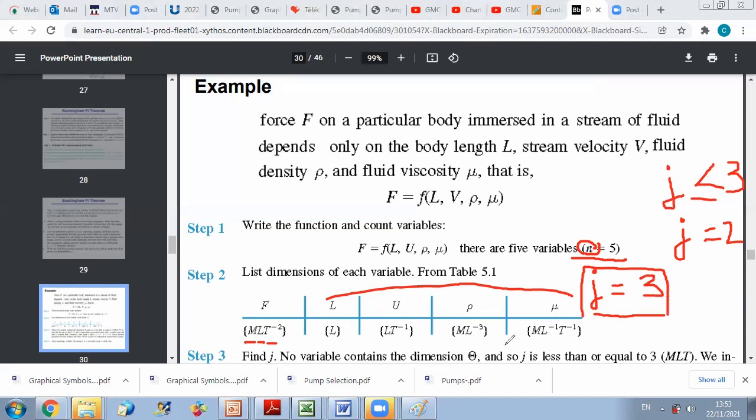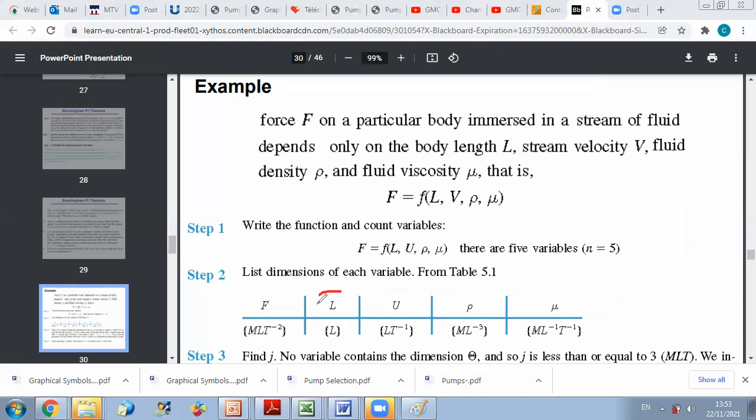What do we mean by this? So in general, what can help me determine that 3 variables cannot form a group? For example, I try to select 3 variables, each one characterized by a dimension that is not present in the others. If you take, for example, L, U, and rho, rho is the only variable containing M. So whatever combination I do with L and U, I cannot eliminate M. This means that I cannot form a dimensionless group between rho, U, and L.